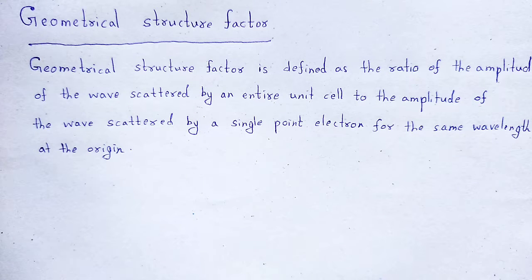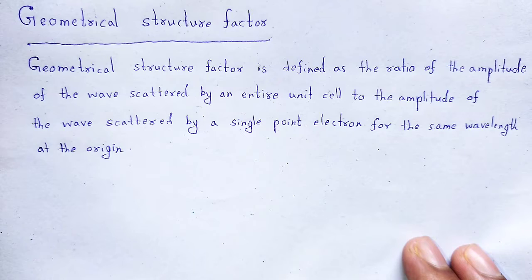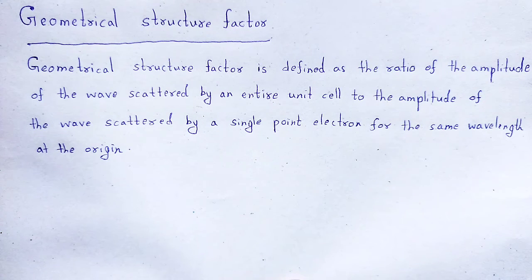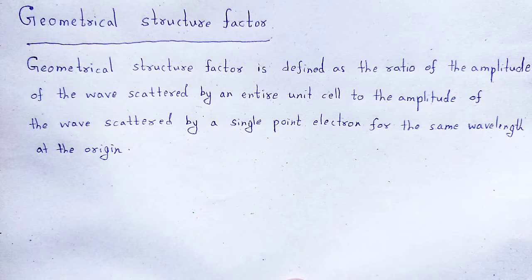In this video, we are going to discuss geometrical structure factor. Let's begin. We know the structure of a crystal is the combination of lattice plus basis. Lattice is an infinite array of points in space having equal surroundings. Basis is the arrangement of a group of atoms. When we combine these two, lattice and basis, we obtain the crystal structure.